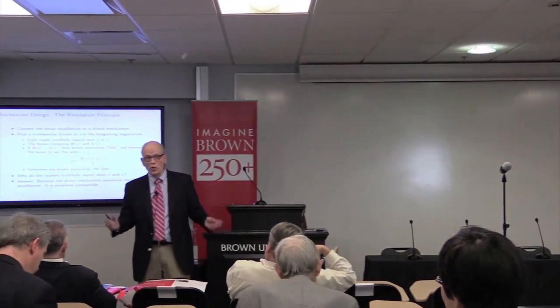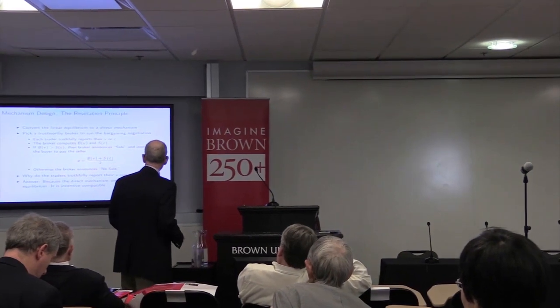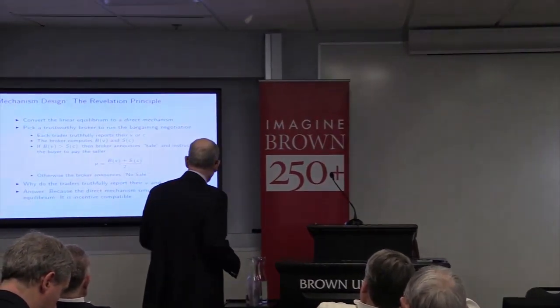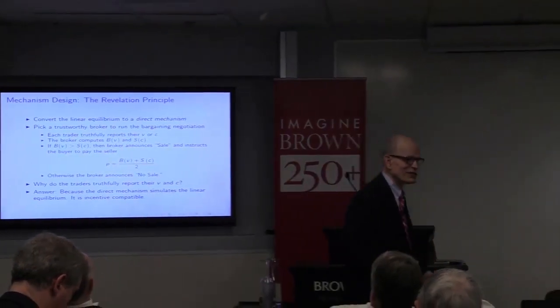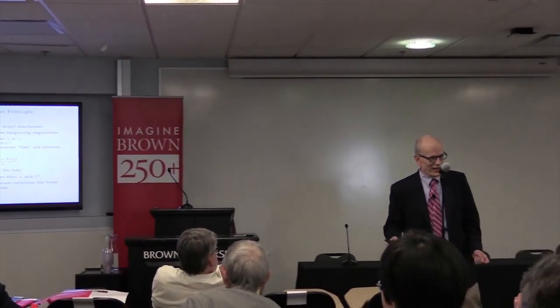Let's convert a linear equilibrium into a direct mechanism. So we'll each tell our value or cost to a trustworthy broker. And what does that broker do? He takes the B and the S we have for the linear equilibrium, plugs the V and C in there, calculates what we would have bid, and if your B(V) is greater than my S(C), then we trade. He announces trade, and here's the price, using the same formula we had before, and we're done. It's very simple.